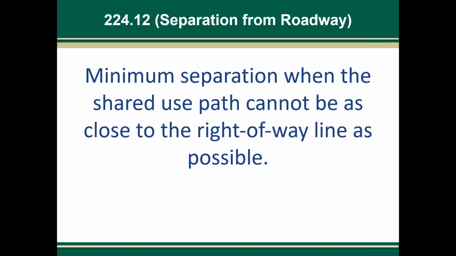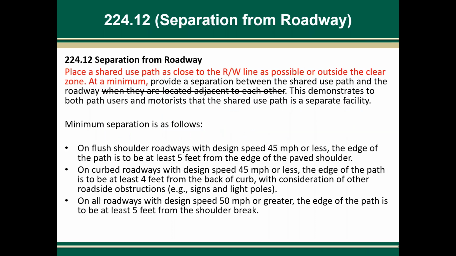In the separation from roadway section, we talk about minimum separation when the shared use path cannot be as close to the right-of-way line as possible. This again was just really a clarification. There was a little bit of confusion, and it was suggested that we add some language just to help clear that up. So at the very beginning here, we say, place the shared use path as close to the right-of-way line as possible or outside the clear zone. At a minimum, provide a separation between the shared use path and the roadway.